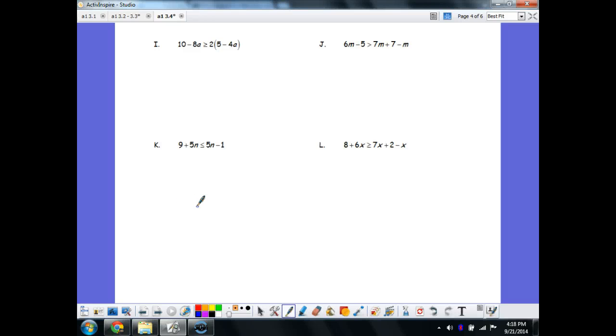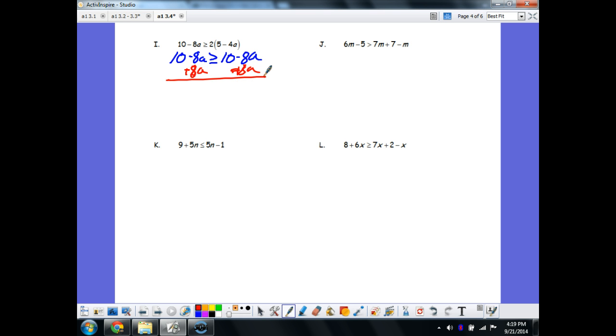In this video, we will look at those inequalities that have special cases for solutions. So we'll just start looking at I first. Our first step is to distribute 2. And just like on the previous example, we want to get those variables on the same side by adding 8a to both sides.